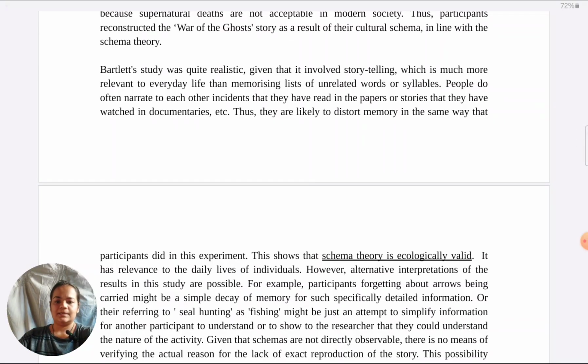Bartlett's study is realistic. That's a strength that begins here. First thing I want you to notice, frivolous strengths and weaknesses are not given. Most students use the GRAVE format for studies. Even I encourage that. You can see my video on it. But we are not evaluating studies for their own sake when the question is discuss schema theory. It is not evaluate studies of schema theory.